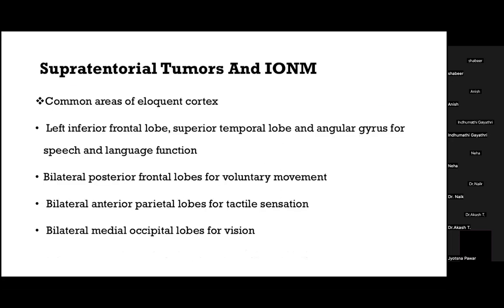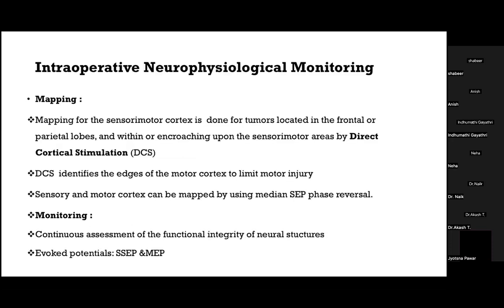Now, what are the common areas of the eloquent cortex which may require intraoperative neuromonitoring? The left inferior frontal lobe, the superior temporal lobe, and the angular gyrus for speech and language function. Bilateral posterior frontal lobe for voluntary movement because the motor cortex is there. Bilateral anterior parietal lobes for tactile sensation, where you have the sensory cortex behind the central sulcus. And bilateral medial occipital lobe for vision, where you may need to do visual evoked potentials.